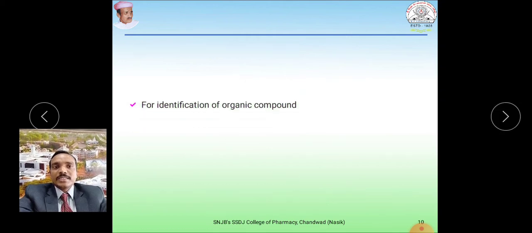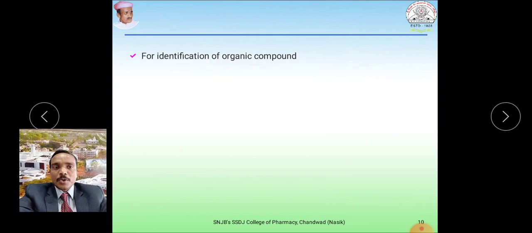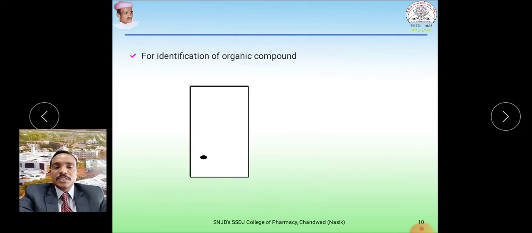So the next application is the identification of organic compounds. In this case we have to spot the standard compound, if it is available in our laboratory. By dissolving it in some solvent we get a spot of the standard one, and we get the spot after the run. And when we want to go for the unknown component, we spot it here by dissolving it again in one of the solvents, and run again.